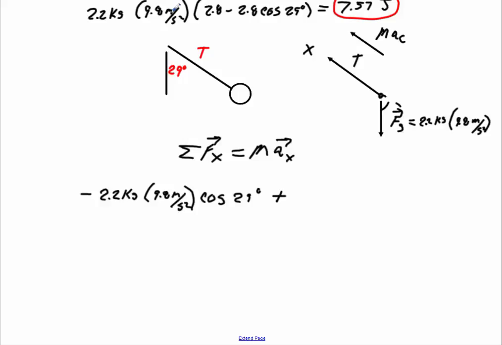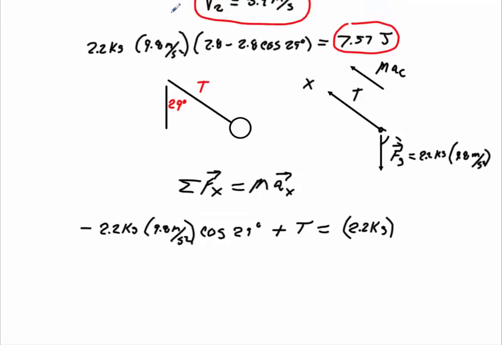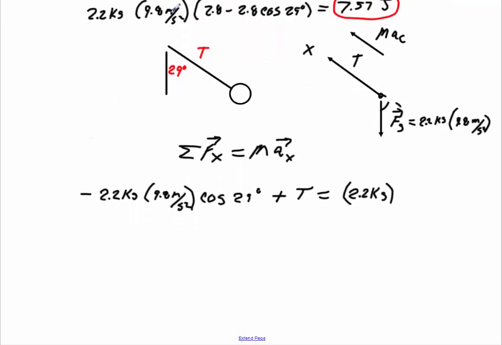Plus my tension must equal my mass times my velocity squared, and what did we say the velocity was? 3.9. Divided by the radius.